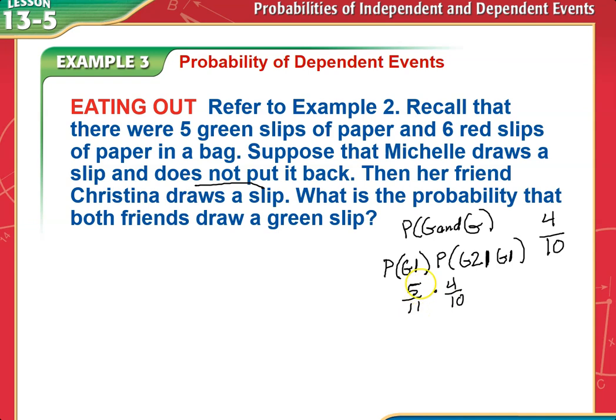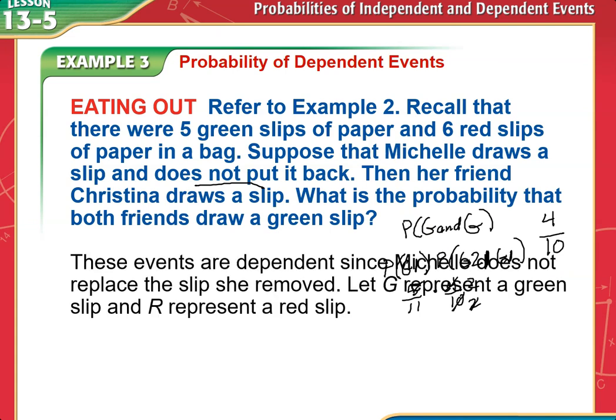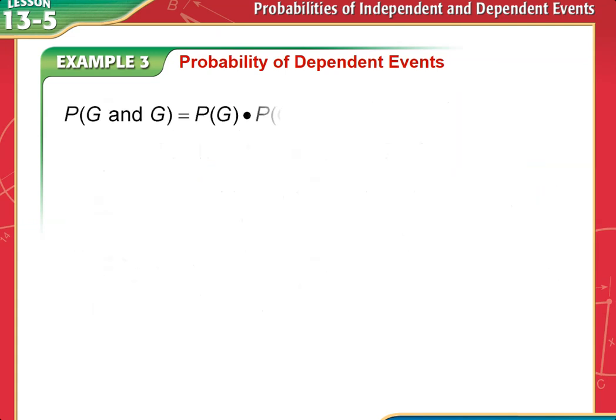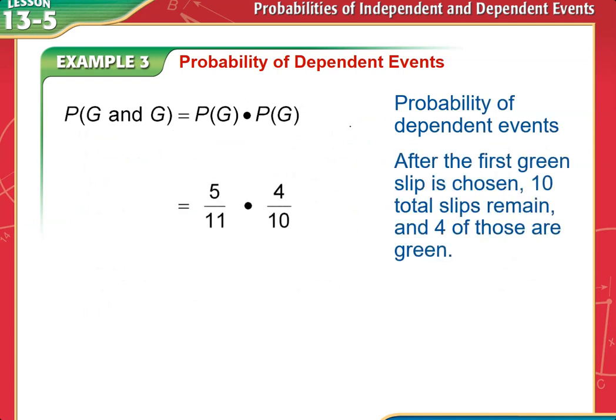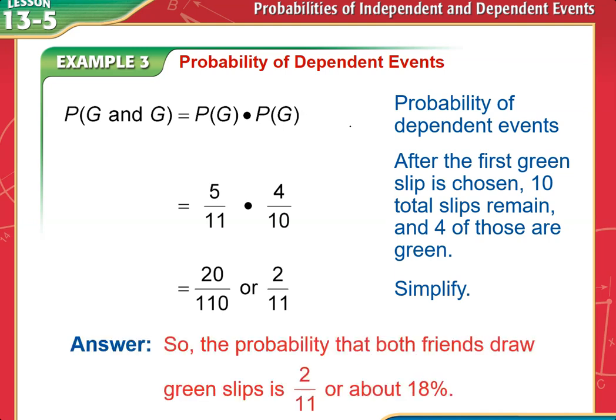And it looks like this could reduce, and we can reduce again. It looks like it's going to be 2/11. Let's see what they get as an answer. Okay, so the events are dependent. And we have 5/11 times 4/10, and that does reduce down to 2/11. So that's about 18%.